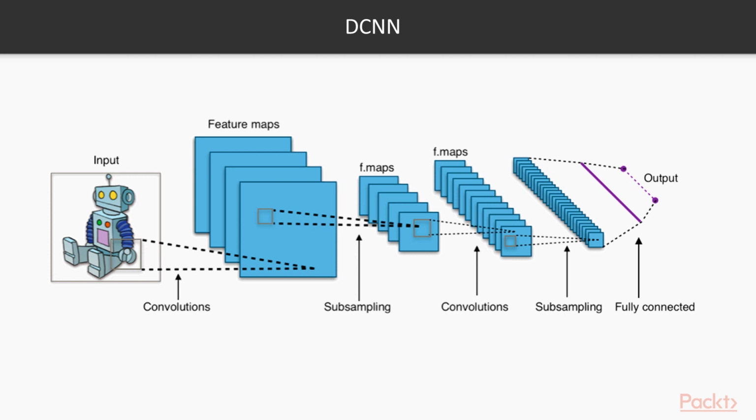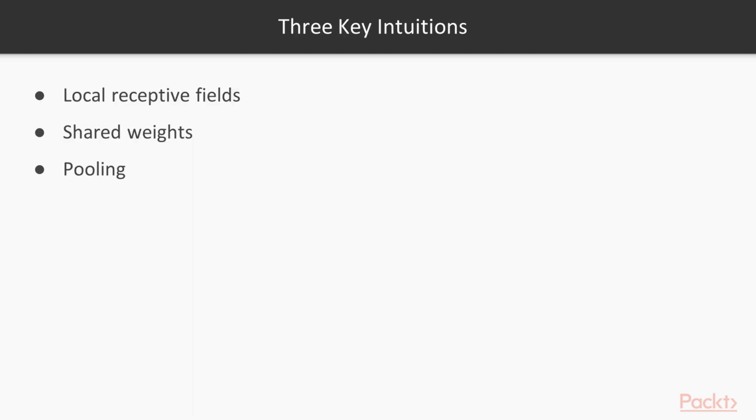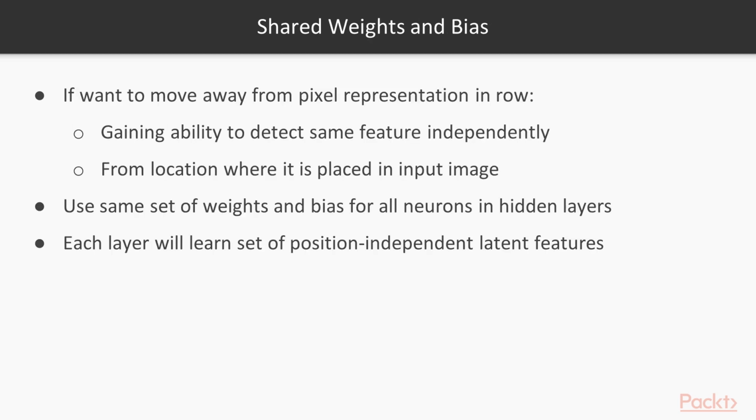A Deep Convolutional Neural Network, DCNN, consists of many neural network layers. Two different types of layers, convolutional and pooling, are typically alternated. The depth of each filter increases from left to right in the network. The last stage is typically made of one or more fully connected layers. There are three key intuitions behind convolutional networks: local receptive fields, shared weights, pooling. We will see shared weights and bias in detail.